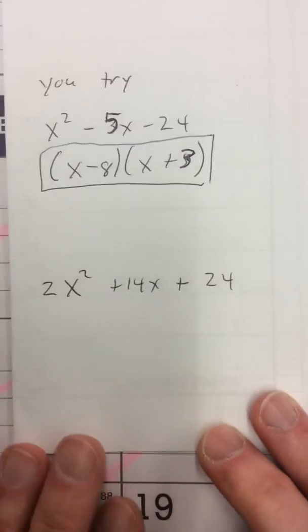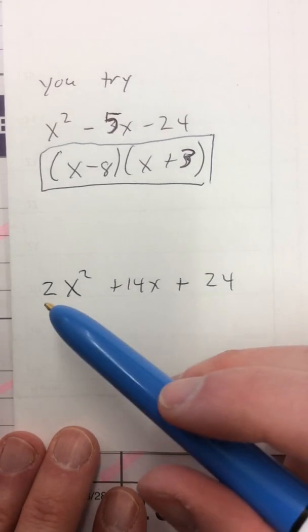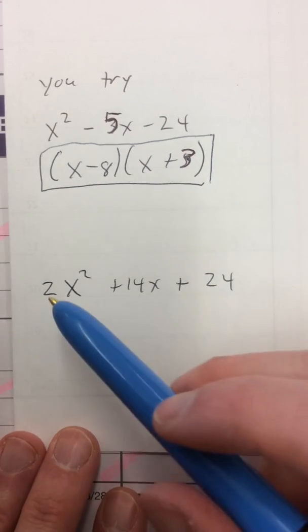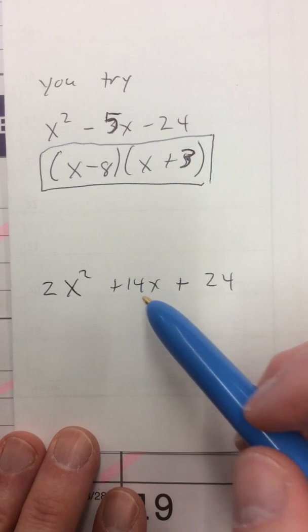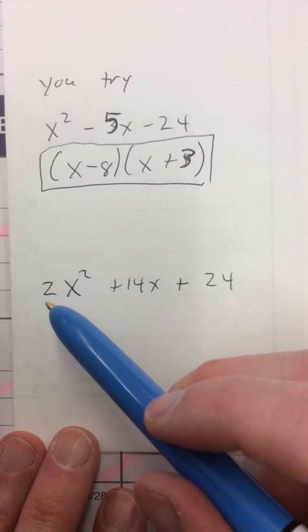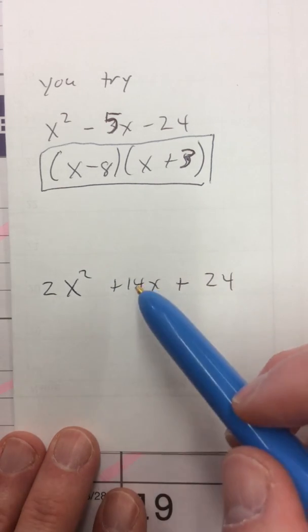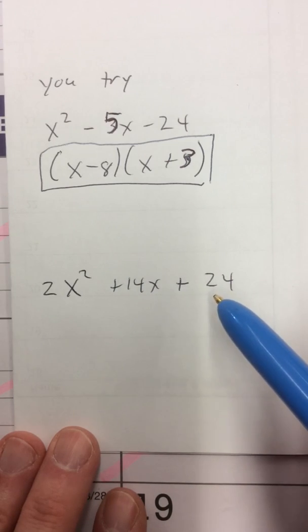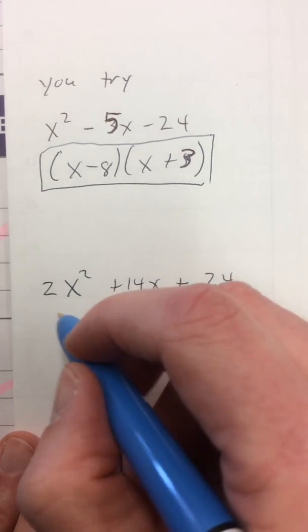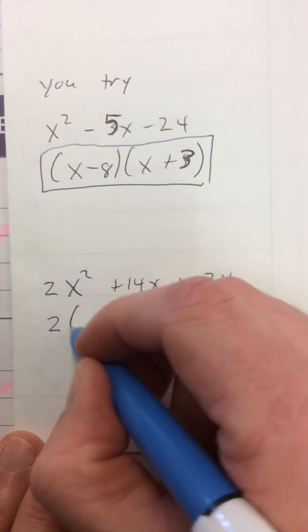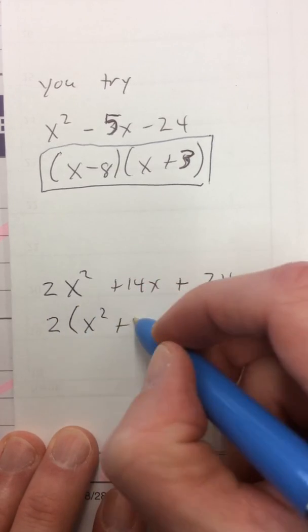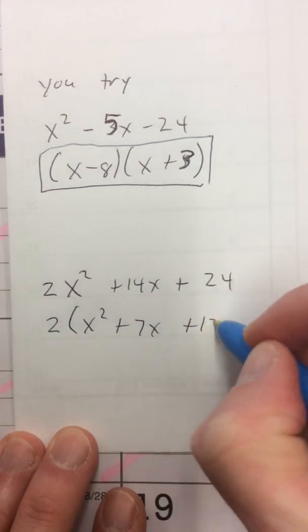And again, just like we had in the previous approach with the difference of squares, sometimes we have a common factor that we need to factor out. So we look here at the 2, the 14, and the 24 and recognize that 2 can be factored out of that. So we factor out a 2, and we get x squared plus 7x plus 12.